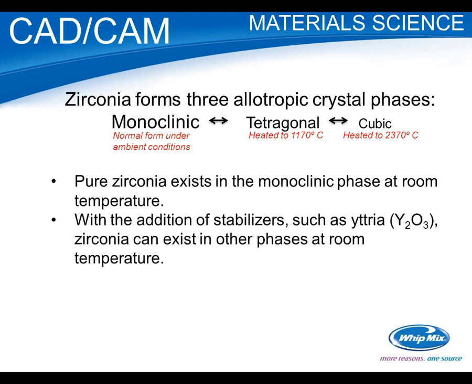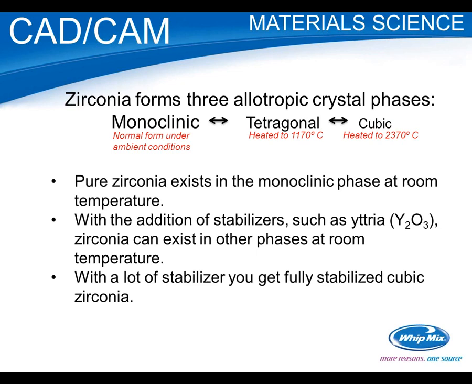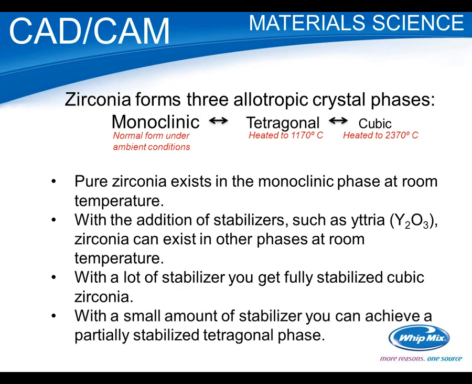But there are some tricks, and that is with the addition of stabilizers such as yttria, or yttrium oxide, you can get zirconia to exist in other phases at room temperature. So if we load it with enough stabilizer, we can get all the way to the cubic zirconia that we see as that nice, beautiful diamond-like material. But if we dope a small amount, we can achieve this partially stabilized tetragonal phase.